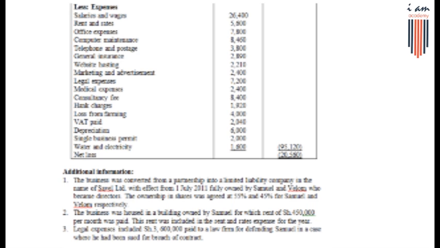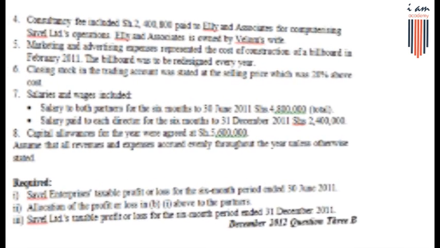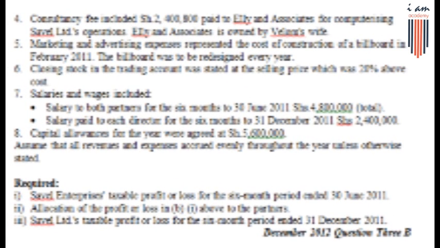Three, legal expenses include shillings 3.6 million, paid to a law firm for defending Samuel in a case where he had been sued for breach of contract. Four, consultancy fee included 2,400,800 paid to Ellie and Associates for computerizing several remittance operations. Associates is owned by Phelom's wife. Five, marketing and advertising expenses represented the cost of construction of a billboard in February 2011. The billboard was to be redesigned every year.